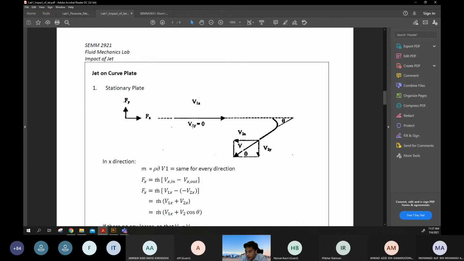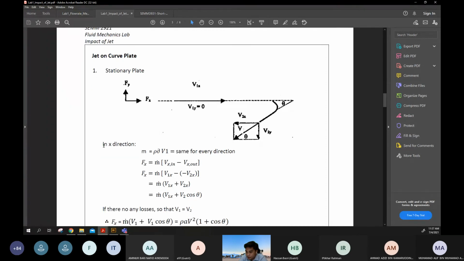So now we have V1 and we have V2. In terms of the x direction, this is the mass flow rate, which is rho A V, where this is rho, this is area, and this is V1. So Fx, this is the force. Let's use the summation of force in the x direction. This force acting to the right is positive, equal to the mass flow rate. This is F equal to ma, the mass flow rate multiplied by the change of velocity.